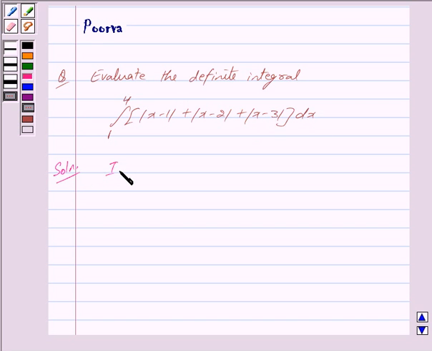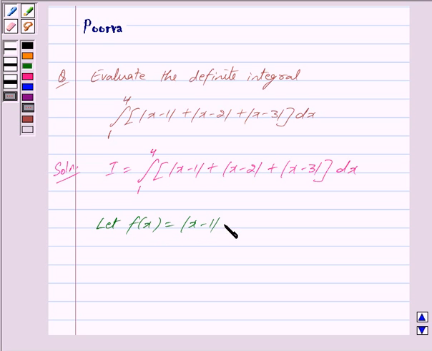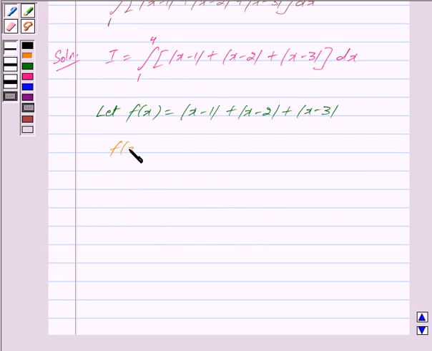So we have I is equal to the integral from 1 to 4 of |x - 1| + |x - 2| + |x - 3| dx. And let f(x) be equal to |x - 1| + |x - 2| + |x - 3|. So we have f(x) is equal to -(x - 1) - (x - 2) - (x - 3) if x is less than 1, right?